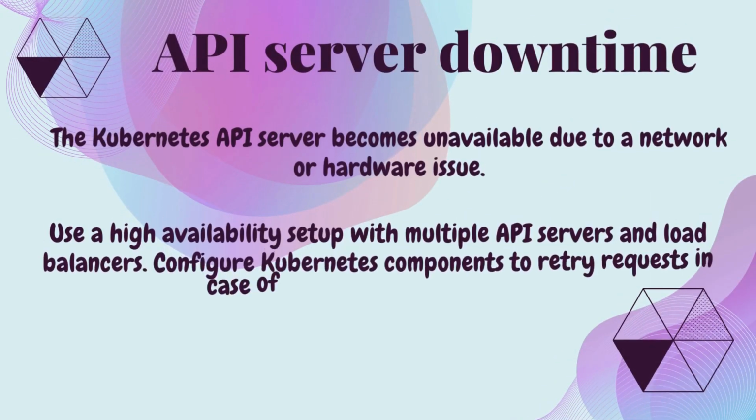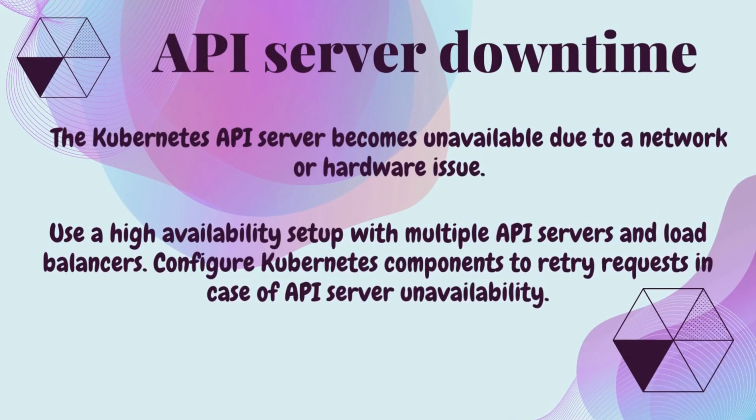Consider the API server becoming unavailable due to a network or hardware issue. What will be the fix to overcome it? We have to use a high availability setup with multiple API servers and load balancers, and configure the Kubernetes components to retry requests in case the API server is unavailable. Sometimes there will be a network glitch, and the API server may not be reachable for 2 or 3 seconds. It should not come up with a timeout; it should have a retry option, and all those things have to be configured.